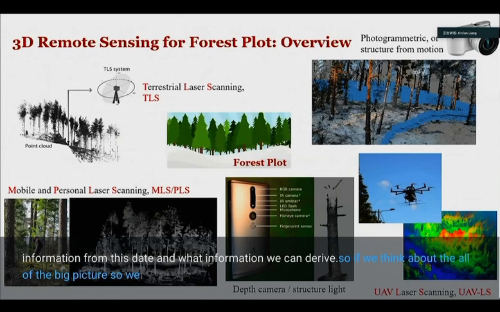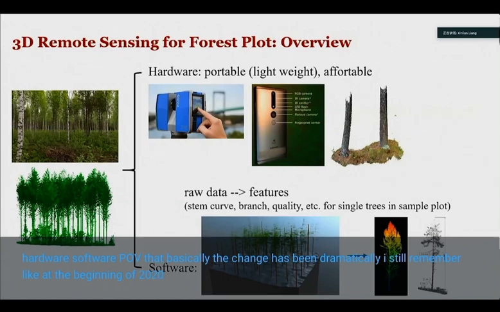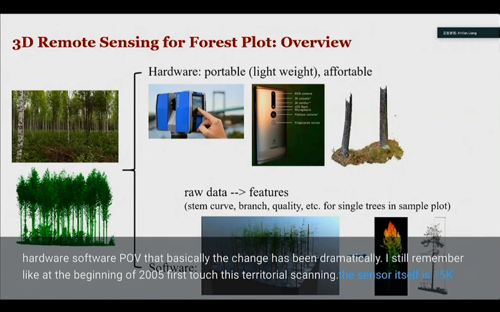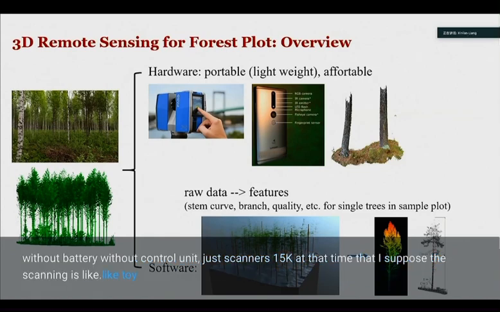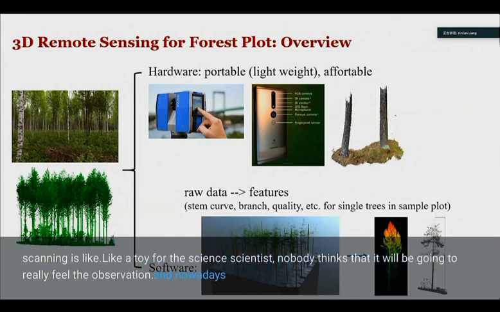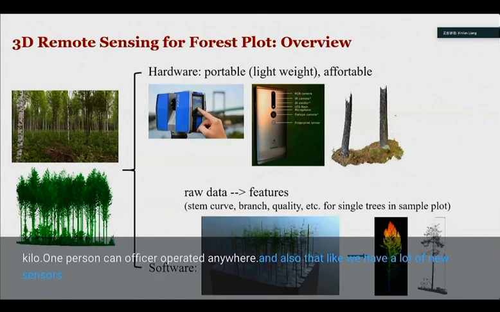From the hardware point of view, the change has been dramatic. I still remember at the beginning of 2000, when I first touched terrestrial laser scanning, the scanner alone was 15 kilograms, without battery or control unit. At that time I supposed it was like a toy for scientists; nobody thought it would go into real field observation. Nowadays, a terrestrial laser scanner is only about 3.5 kilograms, and one person can operate it anywhere. We also have a lot of new sensors that are small, lightweight, and affordable.